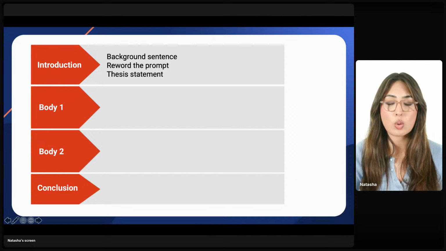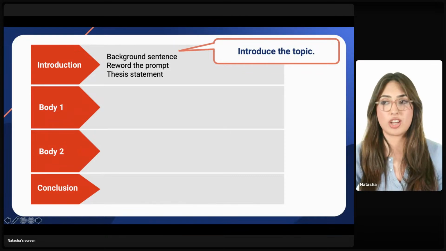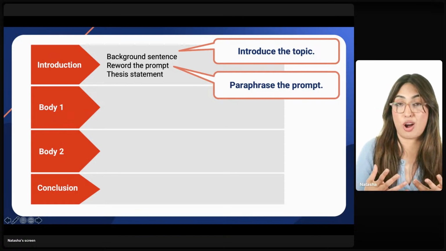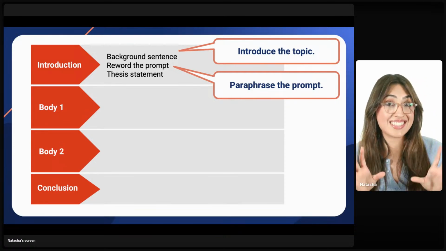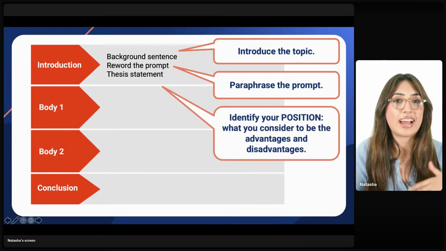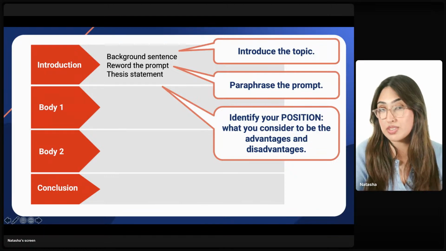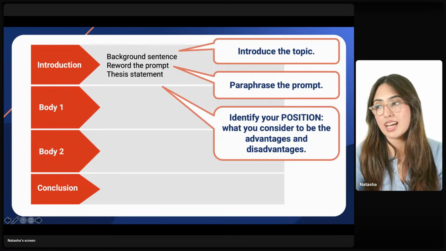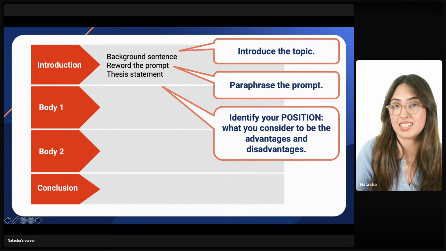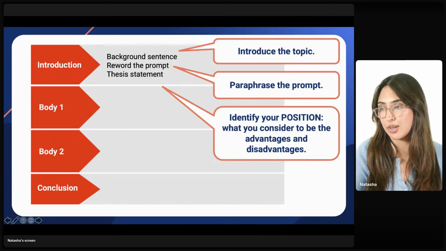In the introduction, we have a background sentence, and in that background sentence, we're introducing the topic in general. We then reword the prompt, which means we're going to paraphrase the prompt. We're going to use different words, and this is where our vocabulary can come in handy. And finally, we have a thesis statement. Our thesis statement is where we identify our position. Now, in this particular essay type, you need to talk about what you consider to be the advantages and disadvantages. You need to outline those in your position and make your thesis statement clear.